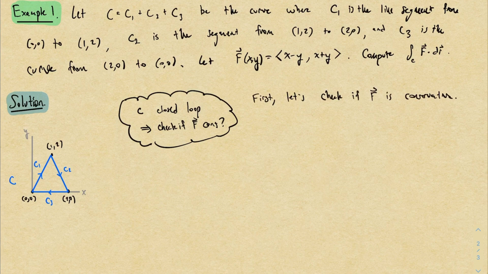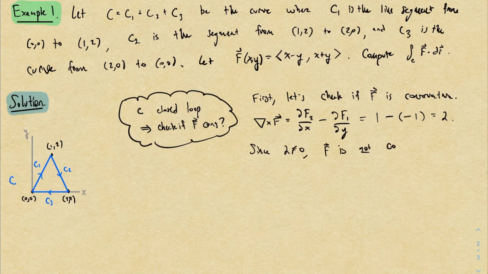That's what I'll do. I'll take the curl. In the two-dimensional case, the curl is going to be the derivative of f2 with respect to x minus the derivative of f1 with respect to y. And this would be 1 minus negative 1, which is 2. And, okay, 2 is not 0. So therefore, f is not conservative. So that's okay. All that means is that we can't just immediately say that the integral will be 0.